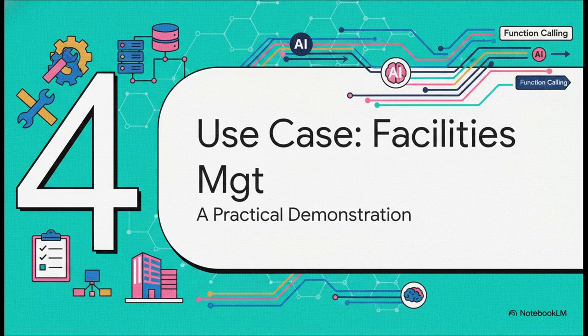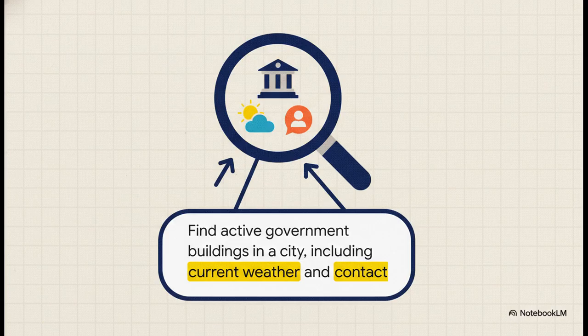Theory is great, but let's make this really concrete with a practical example from the source material. Facilities management. This is perfect because it shows how function calling can solve a pretty complex problem that requires data from totally separate systems. So here's the user's request. They want to find an active government building in a particular city. Simple enough, right? But wait, there's more.